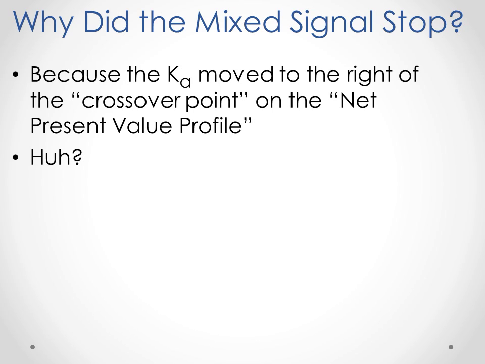That happened because the average cost of capital moved to the right of something called the crossover point on the net present value profile. The net present value profile is a graph, and I'm going to show that to you next.